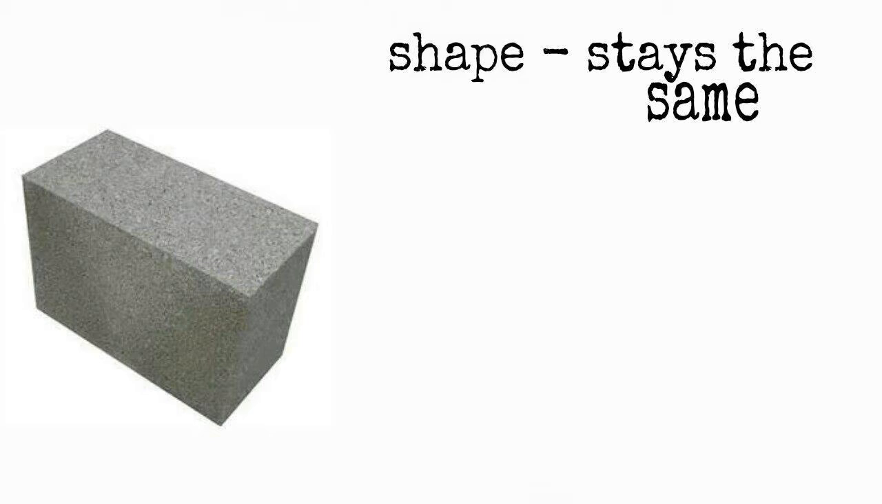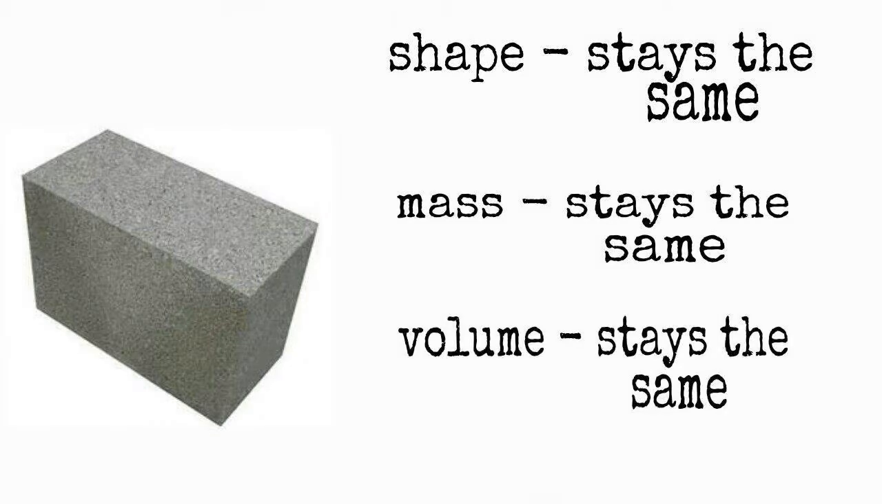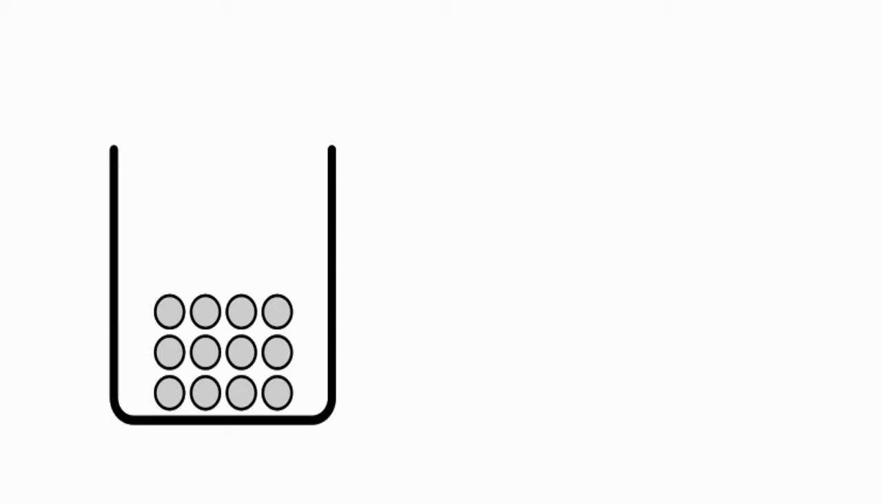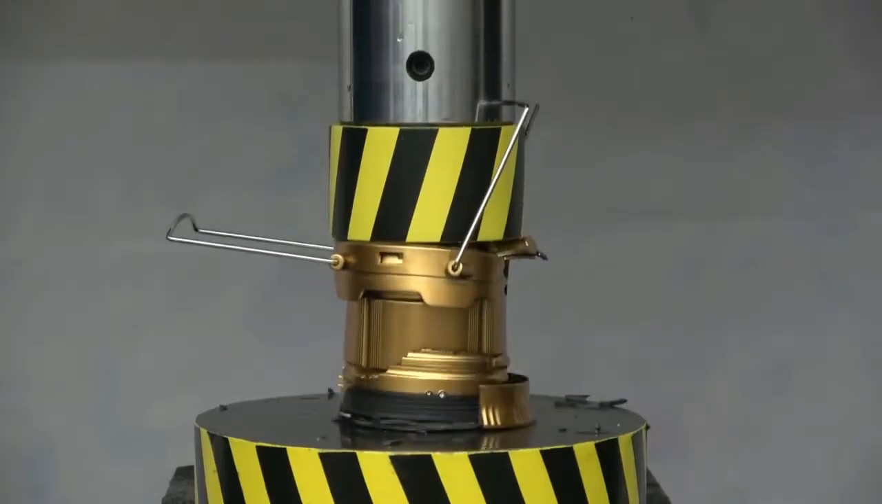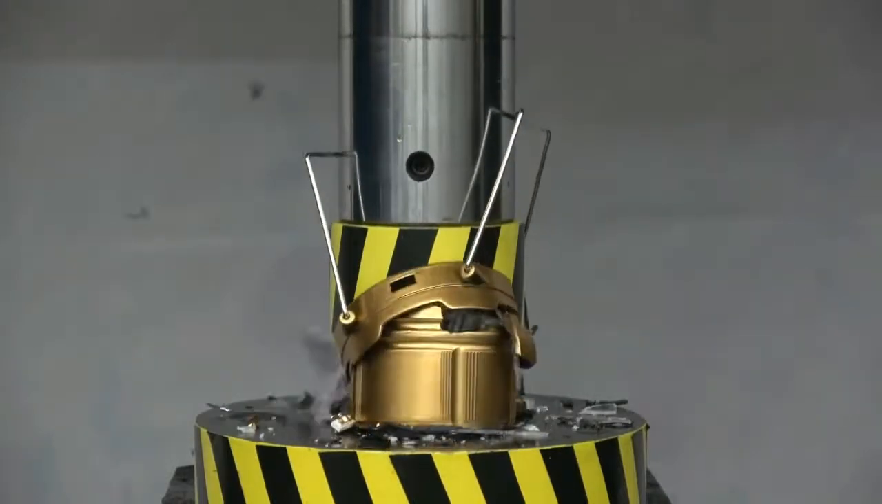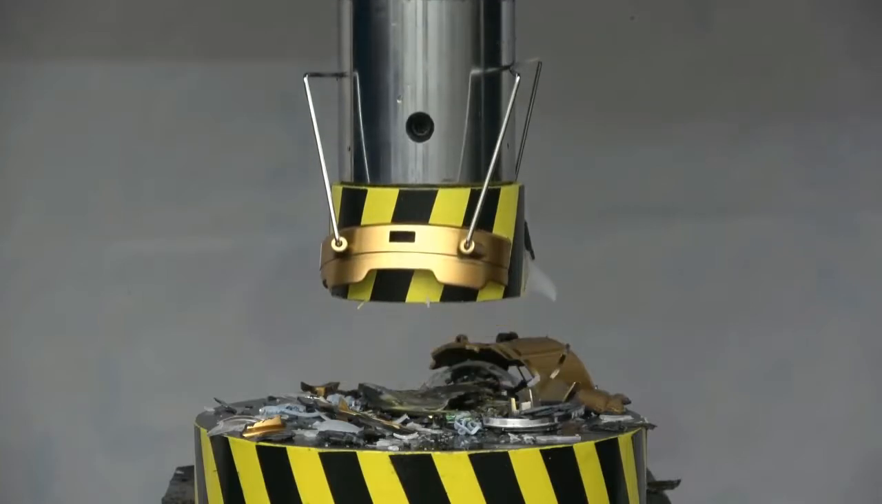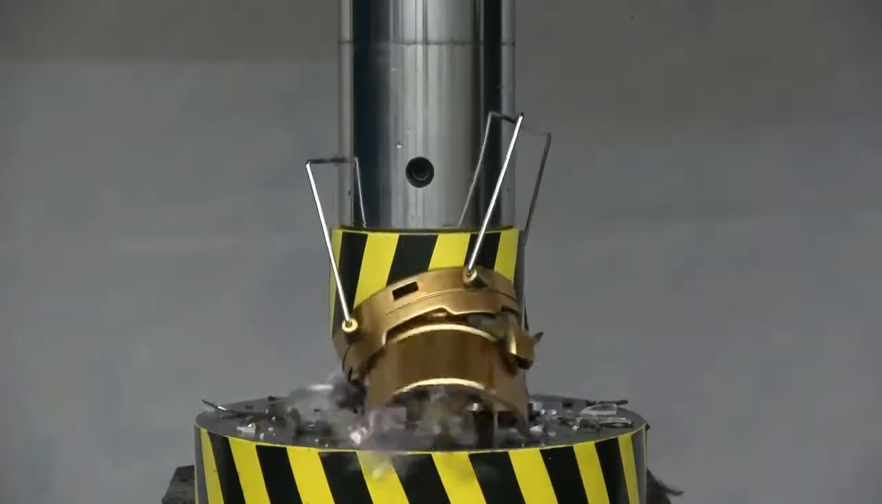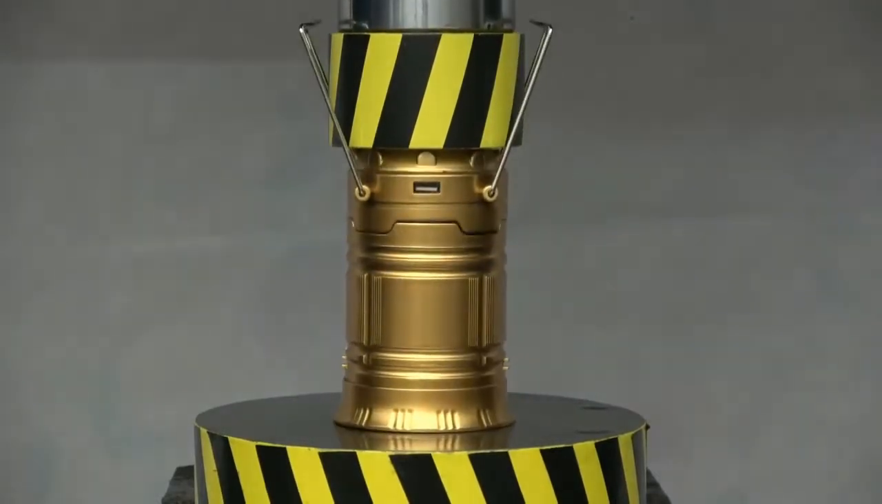A solid object has a definite shape that doesn't change when you move it or put it in a container. They also have a consistent mass and volume. This is because the atoms in a solid object are packed closely together so they do not move around. A solid will change shape only if forced, for instance, if it is broken or smashed. If you look around, you can find many examples of solid objects.